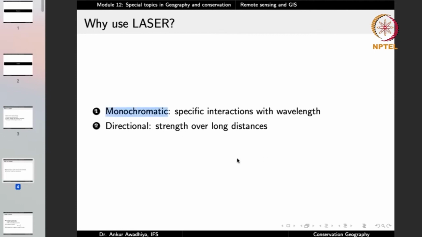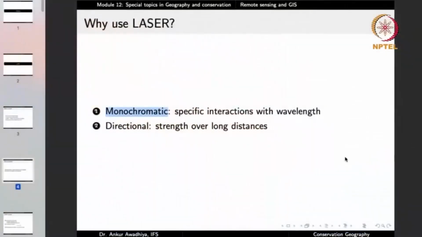One, laser is monochromatic. Mono means one, chroma is color. So the laser light has only one color, meaning that it has only a single wavelength. It is not a combination of lights of different wavelengths. It has one specific precise wavelength. And so if we want to study the interaction of that particular wavelength with the object, we can very well make use of a laser. So there are specific interactions with that particular wavelength.